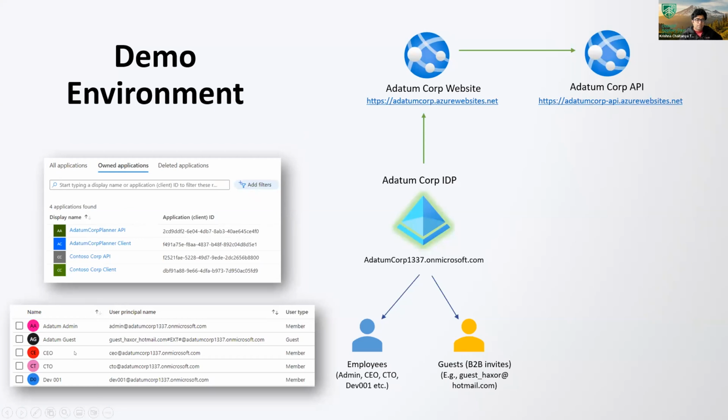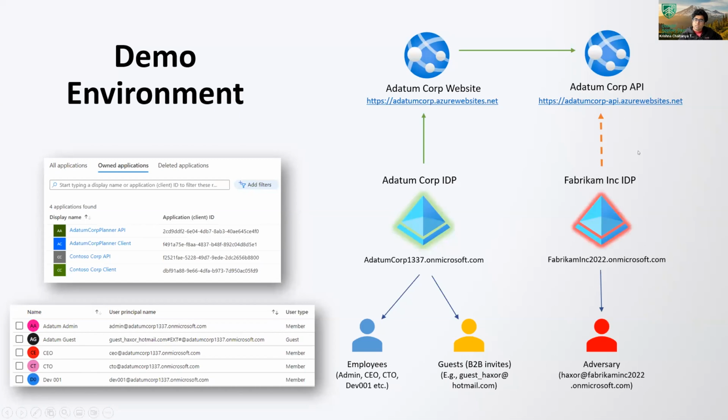And these are the users that I have: a CEO, CTO, admin, guest, and a developer. So I'm just trying to create a simple scenario. And of course, not everything is always good. So we also have an adversary coming from a Fabricam tenant. The goal of this adversary is to try to poke at this API and try to get access to this API, right? So maybe the adversary could also try to compromise these employees or the guests, right? So that could also be a goal. But eventually the goal is to access this API. So that is a scenario.